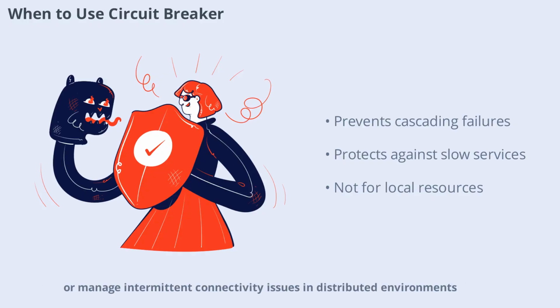Circuit breaker pattern is ideal when you want to prevent cascading failures, protect against slow dependencies, or manage intermittent connectivity issues in distributed environments. It's especially useful for maintaining service-level objectives and avoiding performance degradation during high-latency events. However, it's not suitable for managing access to local resources or as a replacement for business logic exception handling.